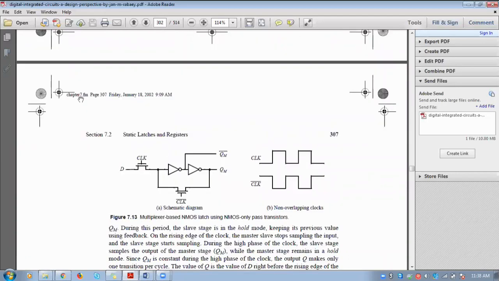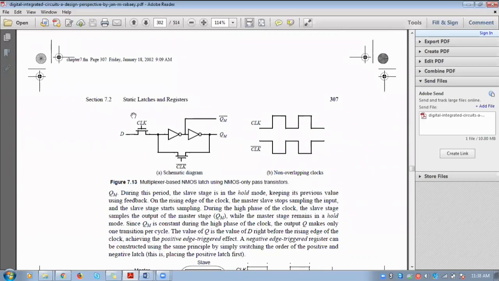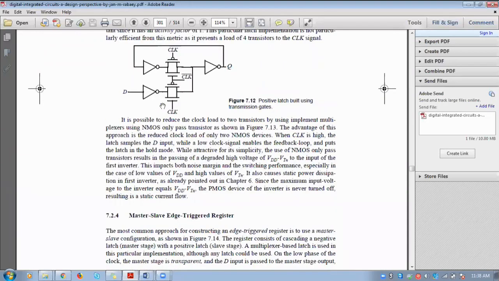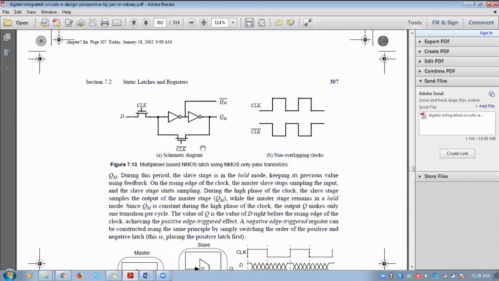Before that, we have to see multiplexer based latch. Sorry, multiplexer based latch we have seen. Transmission gate we have seen. We have to see pass transistor based latch. So if you see, this is the pass transistor based design of latch. As I have already specified, we have to see the condition when we are going to get the D directly at the output.